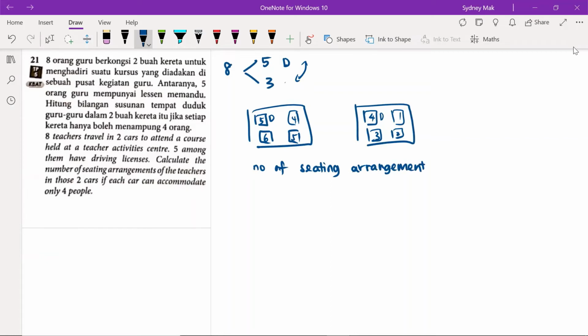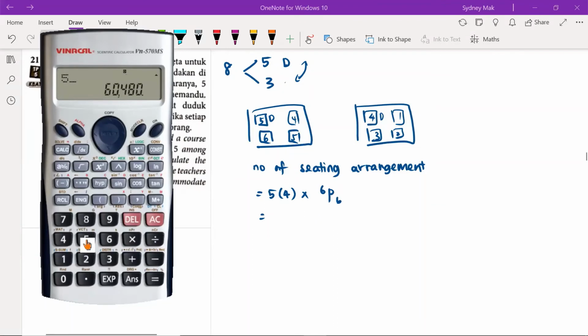So we will have 5 times 4, that is for the driver's seat. And then the remaining 6 seats will be permuted among the 6 teachers. So 5 times 4 times 6 factorial. Okay, so 5 times 4 and then times 6 factorial.